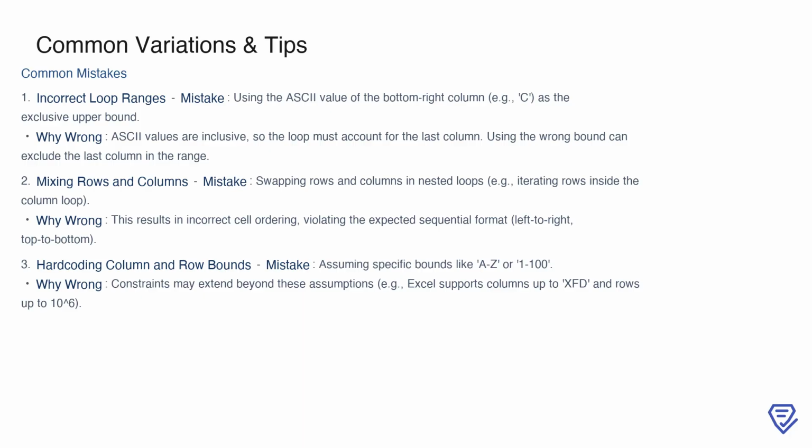Next, mixing up rows and columns in nested loops can lead to incorrect cell ordering. For example, if you iterate over rows inside the column loop, the output won't follow the expected left to right, top to bottom sequence. Another mistake is hard-coding the bounds for columns and rows, assuming limits like AZ or 1 to 100. Excel supports far larger ranges, such as columns up to XFD and rows up to 1,000,000, so your code needs to be flexible enough to handle these cases.